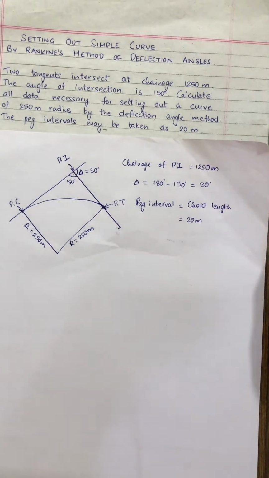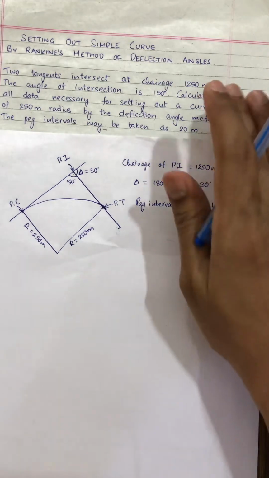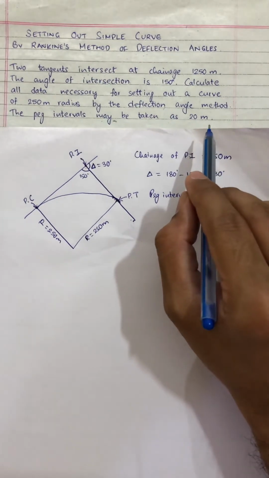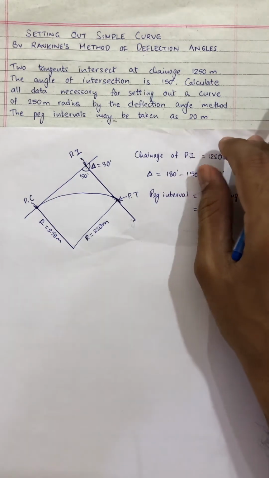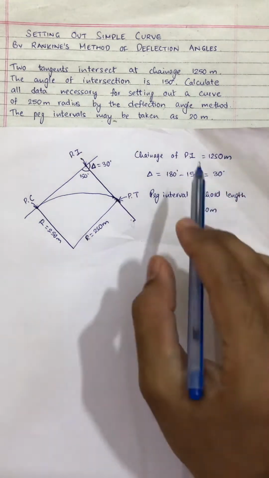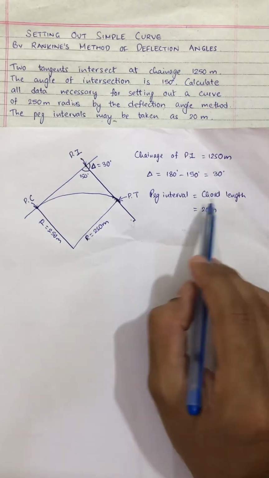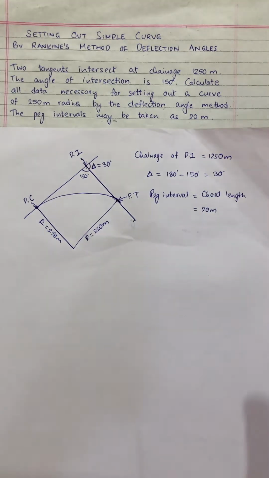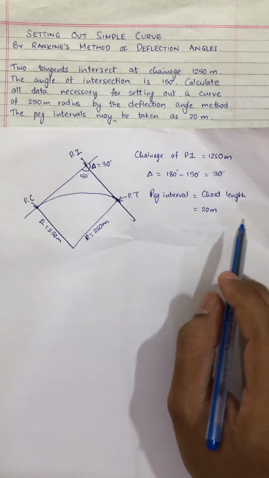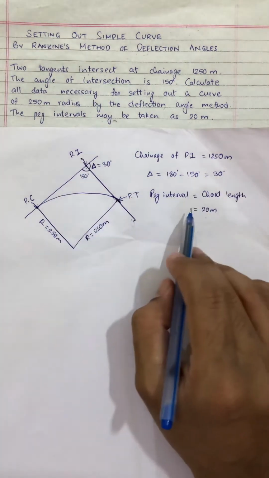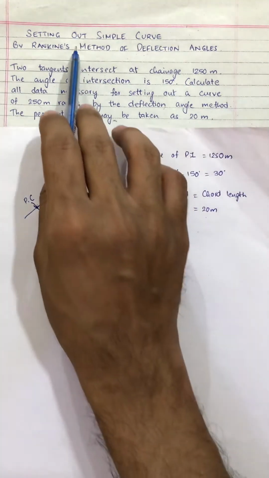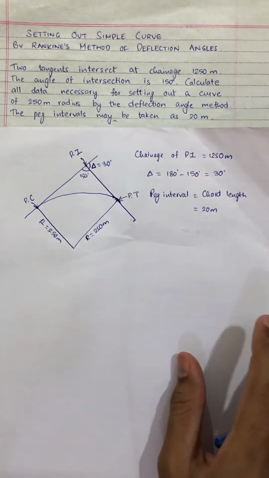The chain could be of 20 meters length, it could be of 30 meters length also. So in many questions, the peg interval may be taken as 30 meters also. And if the peg interval value is not mentioned, then you can assume it as 20 meters or 30 meters. It is up to you, because the peg interval is equal to one full chord length, that is the full chain length, either 20 meters or 30 meters. So based on these given parameters, we have to solve the numerical. We have to set out this simple curve by the deflection angle method.